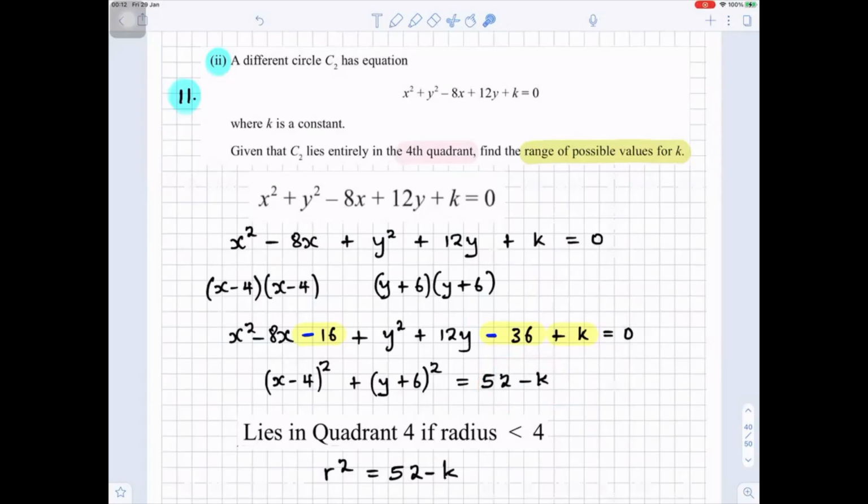Since it lies in the fourth quadrant, the radius will have to be less than 4. So that means r squared is equal to 52 minus k.